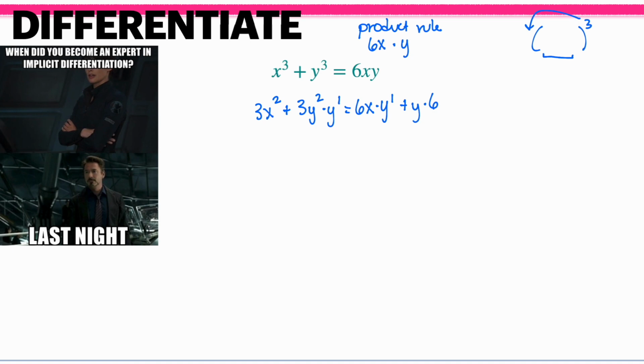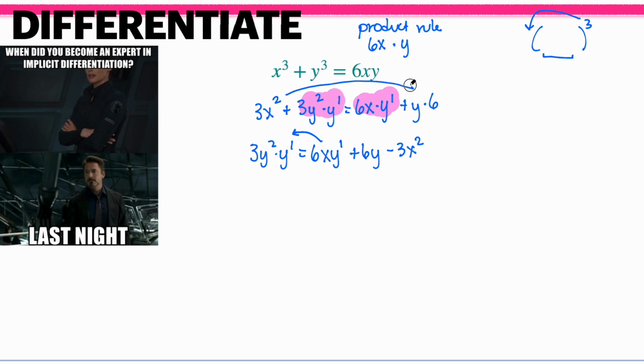Now I need to find my y primes. All right, I have a y prime in this term. I have a y prime in this term. So I'll get y prime on the left. Okay, so I am going to subtract 3x squared. So I'll get 3y squared times y prime equals 6xy prime plus 6y minus 3x squared, because I subtracted 3x squared from both sides.